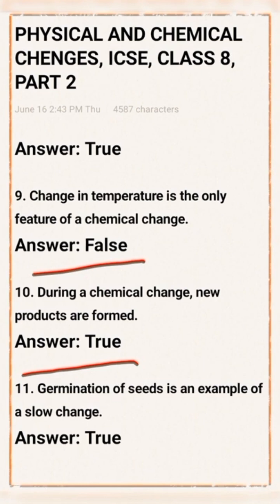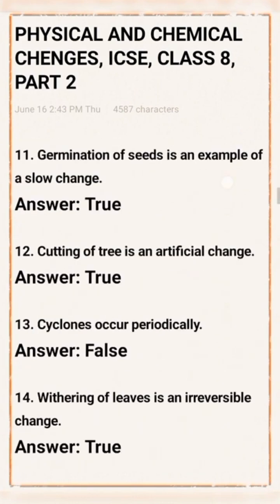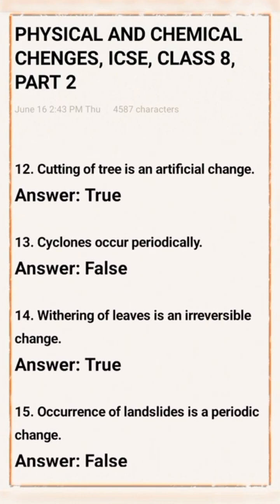Germination of seed is an example of a slow change. This statement is true. Next question. Question number 12. Cutting of tree is an artificial change. Statement true. Next question, question number 13. Cyclones occur periodically. Statement false. Next question, withering of leaves is an irreversible change.